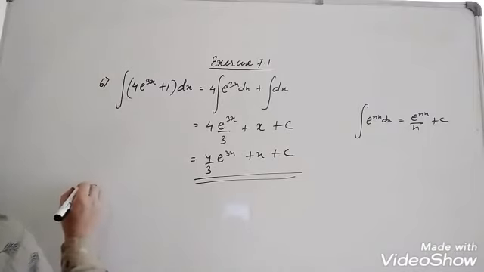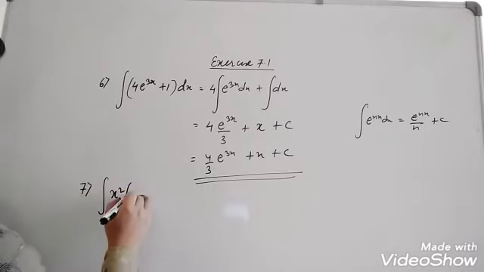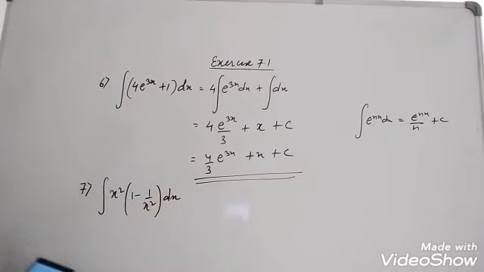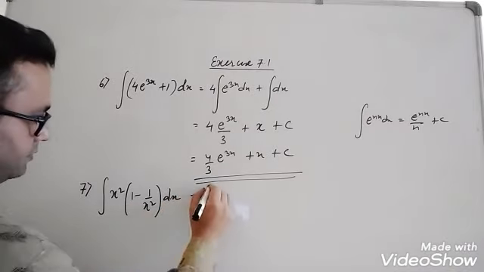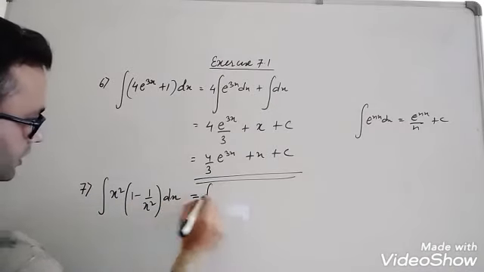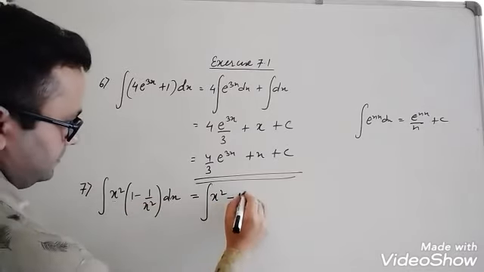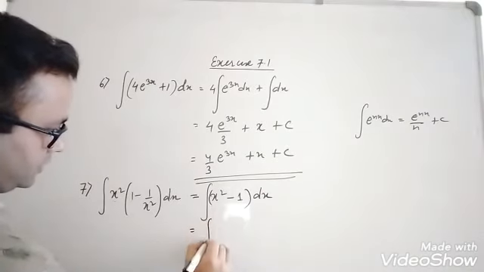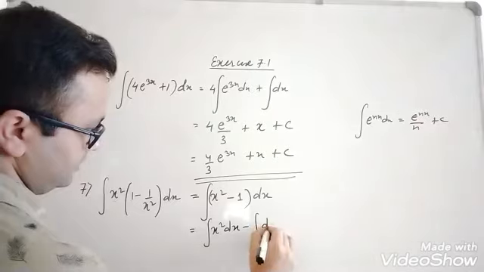Question number 7 is integration of x square into 1 minus 1 by x square dx. So this equals, now first we have to multiply: x square into 1 is x square, minus x square into 1 by x square is 1, dx. So this equals integration of x square dx minus integration of dx.